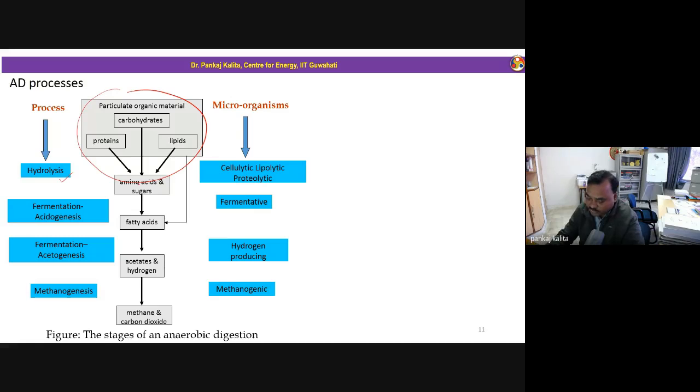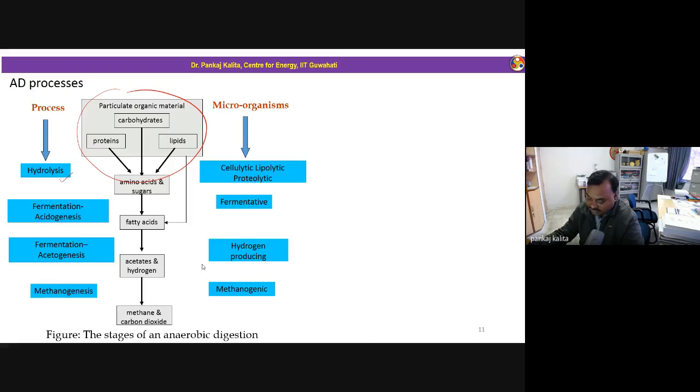And then these amino acids and sugars are converted to fatty acids with the help of fermentive microorganisms, and the process is known as fermentation or acidogenesis. Then these fatty acids may be converted to acetate and hydrogen with the help of hydrogen-producing microorganisms, and the process is known as acetogenesis.